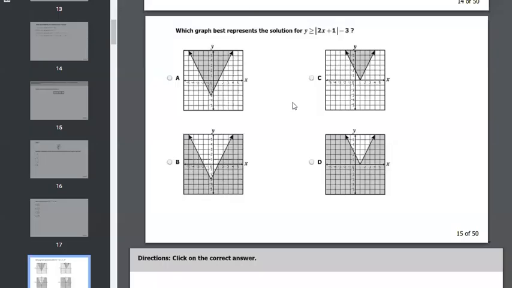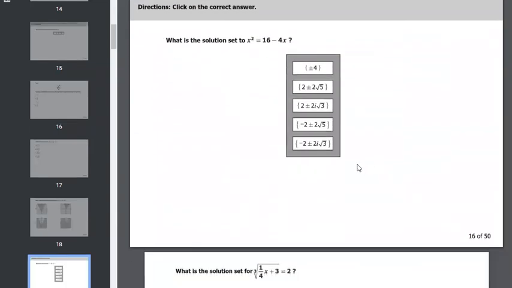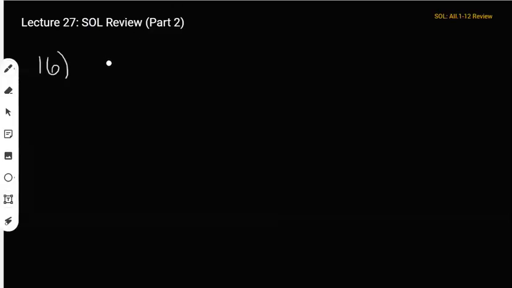Let's look at 16. 16 says, what is the solution set to x squared is equal to 16 minus 4x? So x squared is going to be equal to 16 minus 4x. There are a couple ways that you can do this. The first way you can do it is by graphing. You can graph the left side of the equation and the right side of the equation.